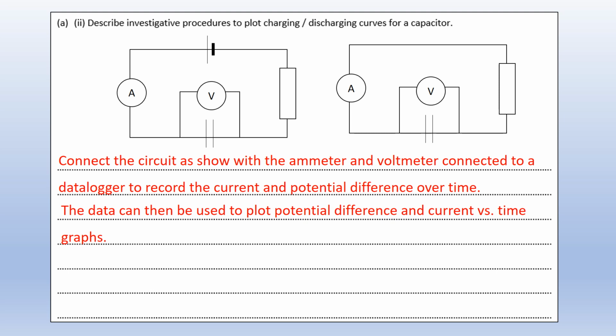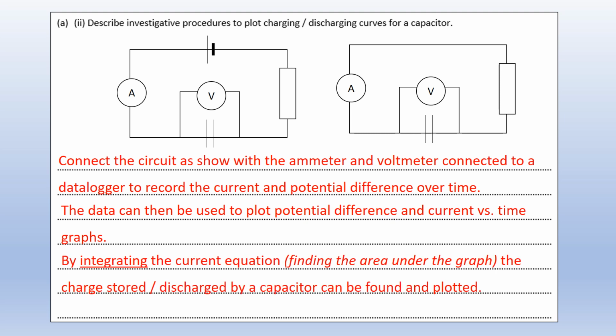So the thing is, how do we get the third graph, the one of charge versus time? Well, from our current graph, we can work out what the current equation is. By integrating that, we can work out the amount of charge we've stored or the amount of charge we've discharged from our capacitor, and plot that as a graph as well. There's no direct way of measuring charge in a circuit, but we can quite easily find out what it is from the current graph.